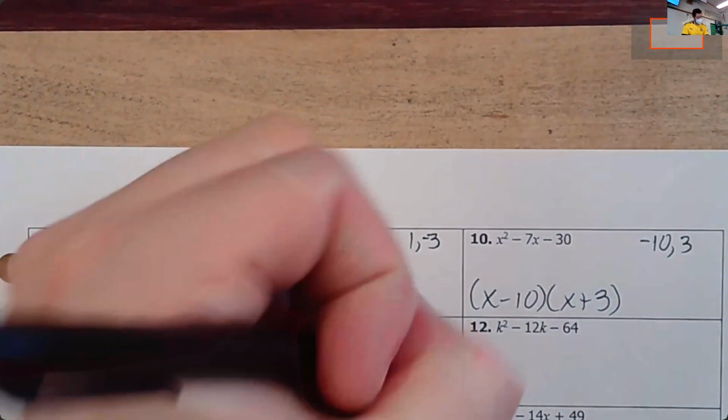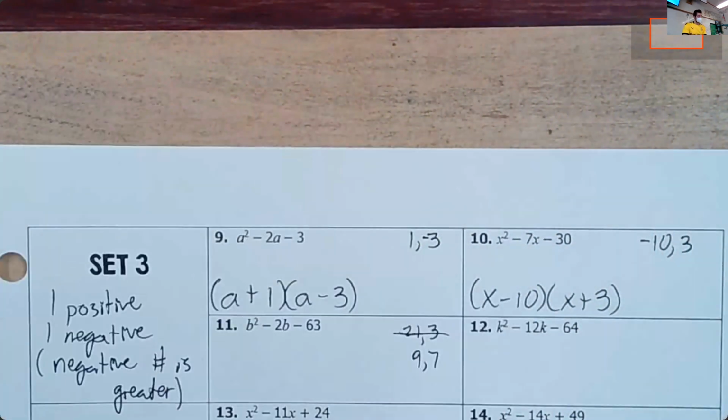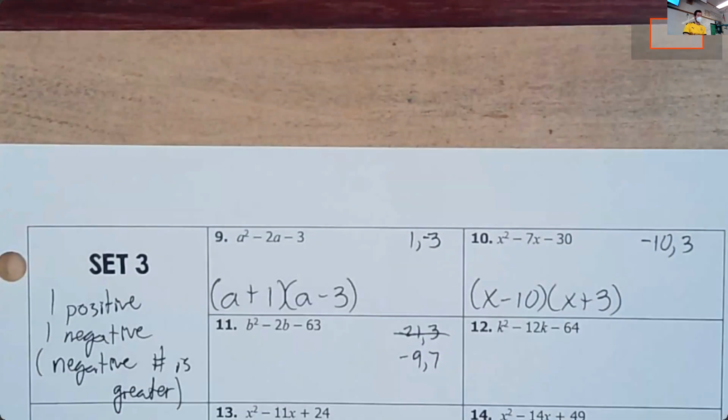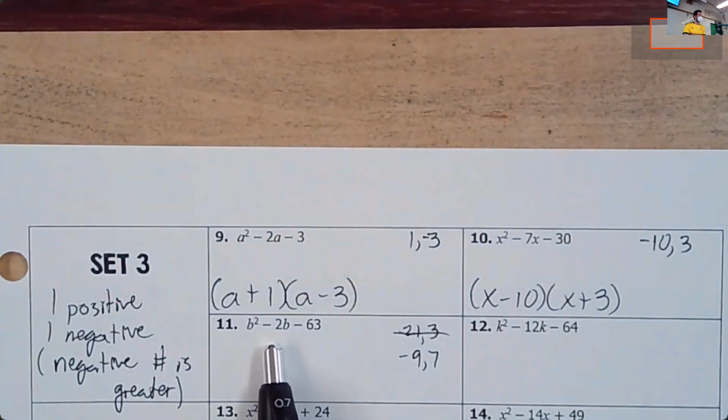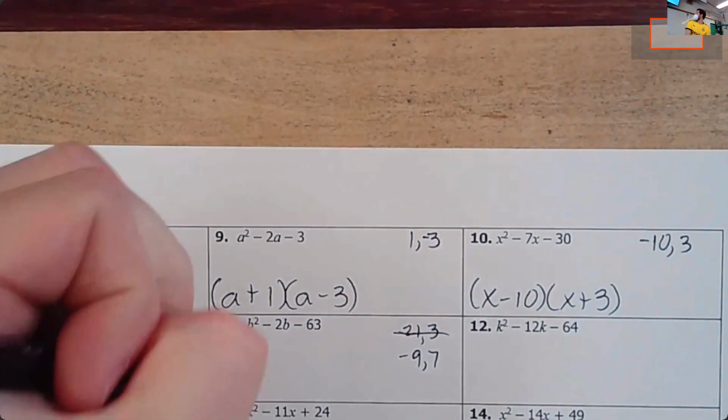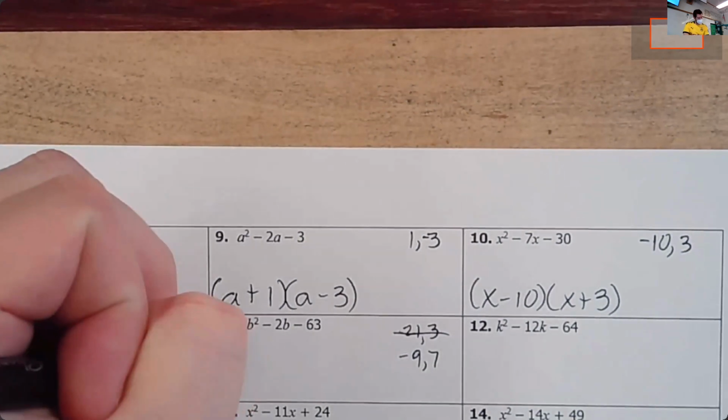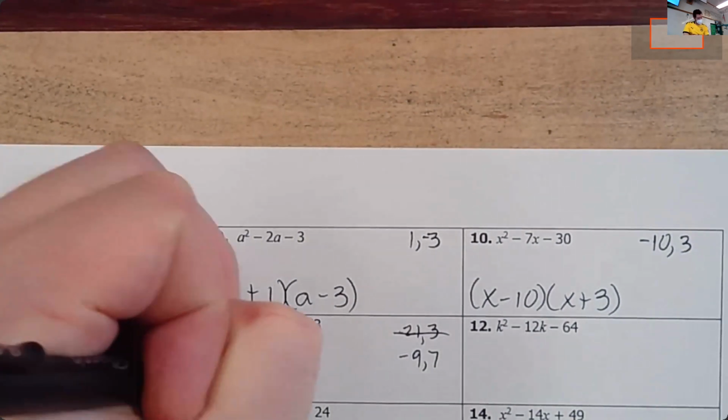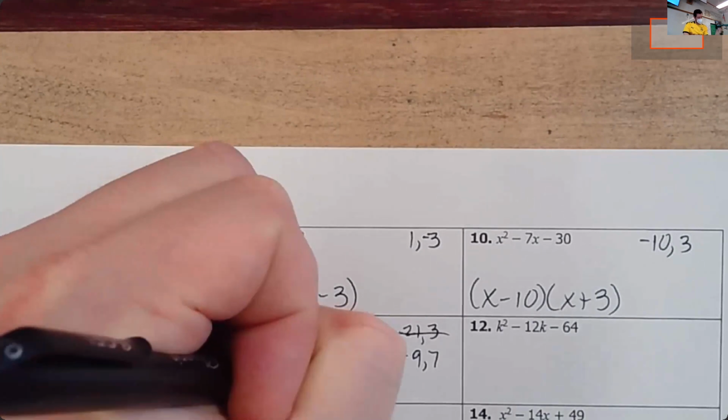9 and 7. How about that? The greater one would be negative. -9 plus 7, -2. All right, that's it. So b minus 9 and b plus 7. Excellent.